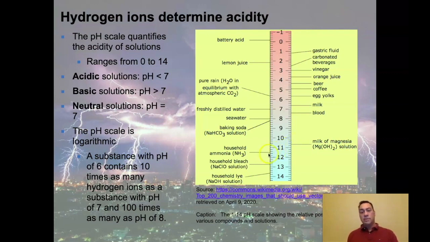Household ammonia, this is a cleaning agent. This gets pretty dangerous. This is about 11.5. Household bleach, almost 13. Lye, this stuff can get really dangerous. These are really dangerous solutions. Just like what you're seeing over here, this is really dangerous. This can get really dangerous and very poisonous.